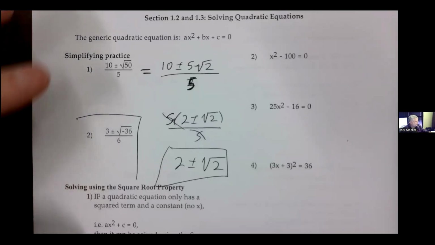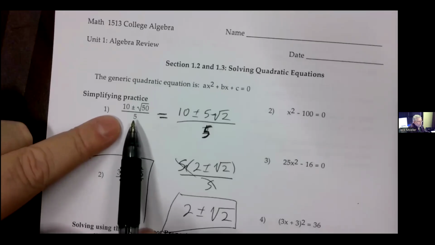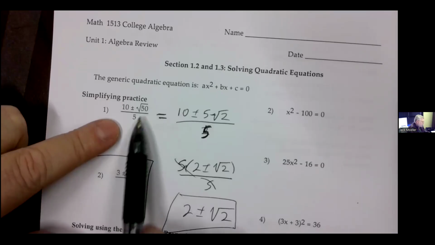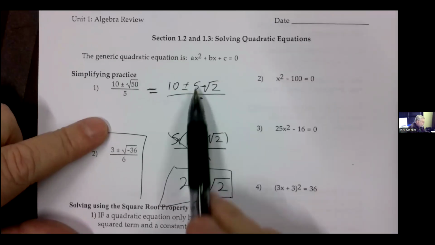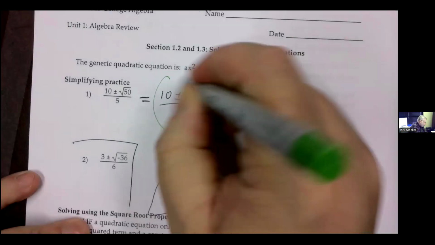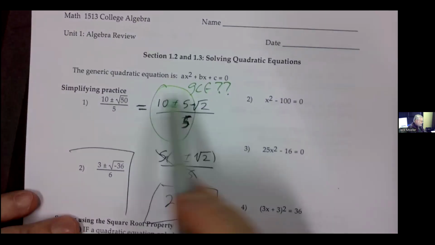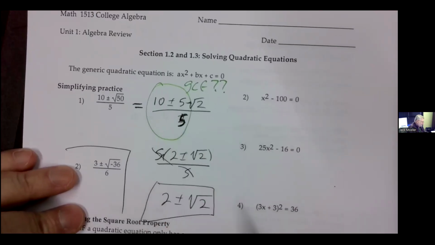Right, so this is a typical answer you're going to get with the quadratic formula. To simplify this one, once you get to this point, make sure you simplify your radical. And then once you simplify your radical, is there a GCF in all three? If there is, you divide all three of them. So we're dividing that by 5, that by 5, that by 5.